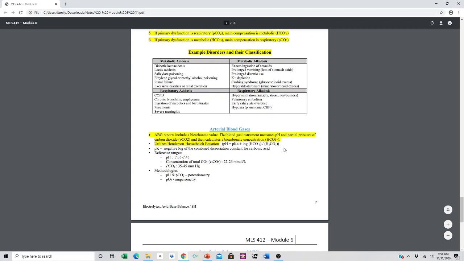Now, for this one, I did highlight it correctly, because notice how your highlight ends here. You don't have to memorize this for this test. You're not going to work any problems to do with this. You may or may not have a question that has you pick out that arterial blood gas instruments use the Henderson-Hasselbalch equation compared to other equations listed. But you're not going to have to work these, and on the BOC, you should not have to work one of these. Okay.